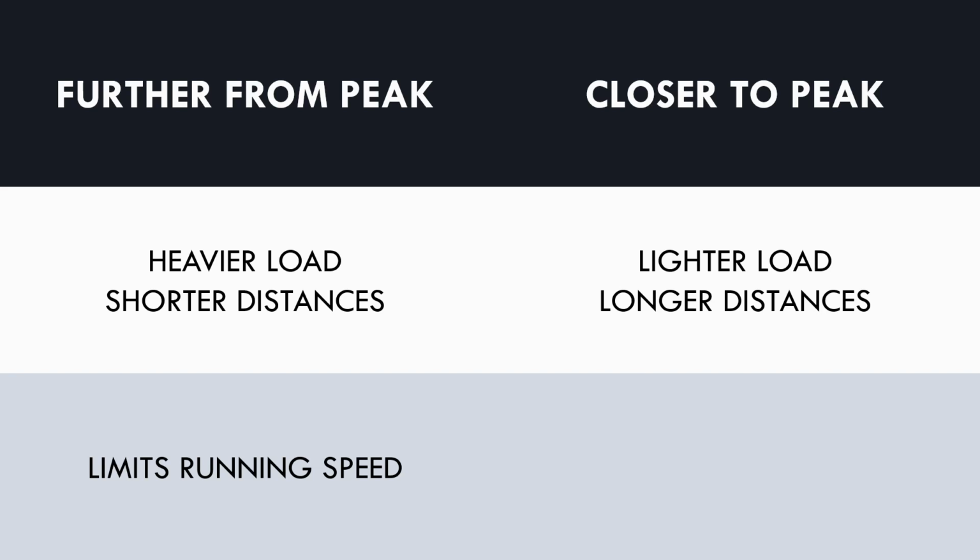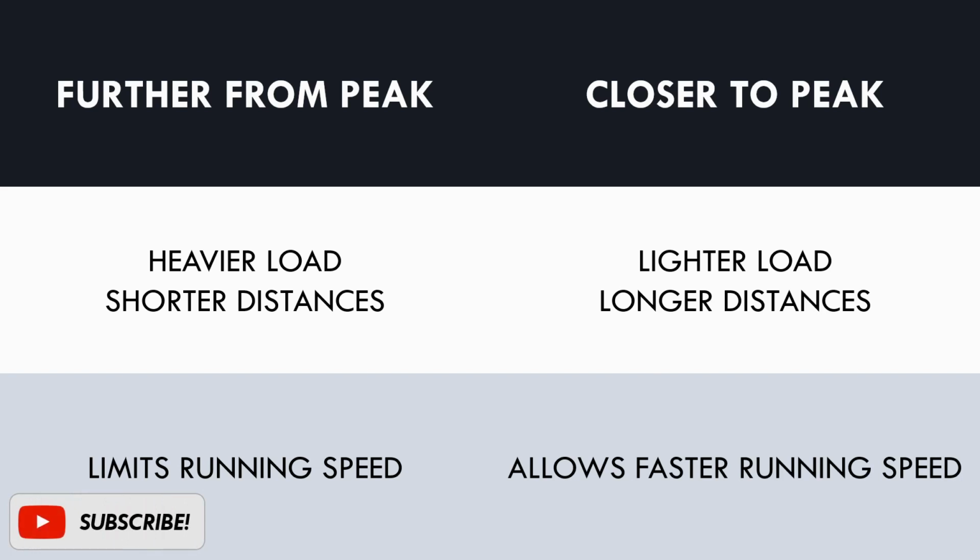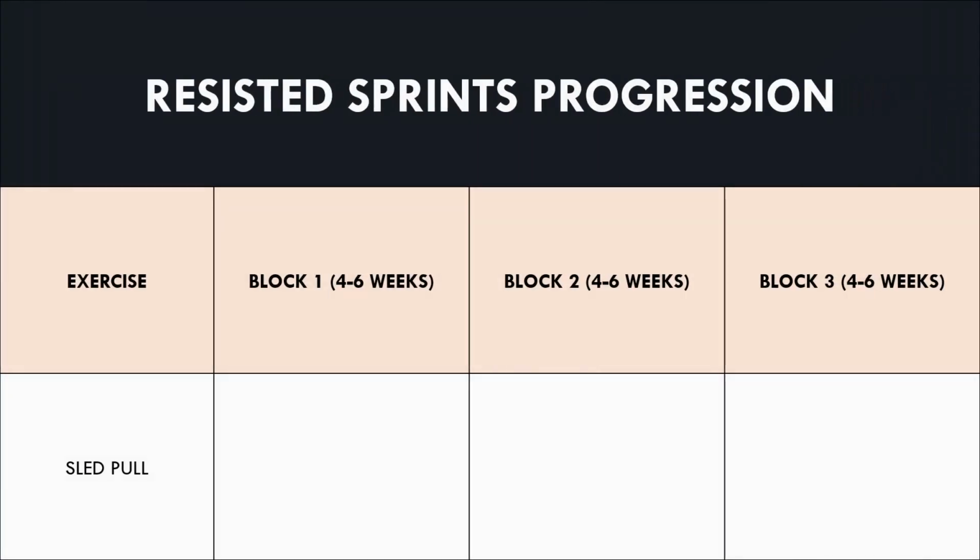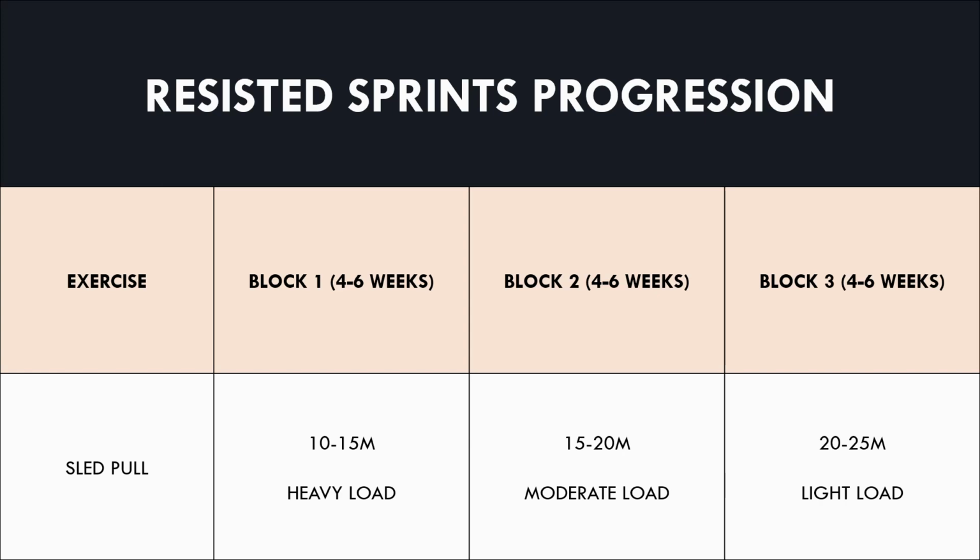If we use lighter loads, the athlete can run faster, and if we increase the distances they run, the athlete will have more time to reach faster speeds. Resisted sprints could be progressed in the following way as an example. First, a sled pull could be used with a heavy load for distances of 10 to 15 meters for 4 to 6 weeks. Then, sled pulls can again be used with a moderate load for slightly longer distances of 15 to 20 meters for the next 4 to 6 weeks. Then finally, lighter load sled pulls can be implemented with distances of 20 to 25 meters.